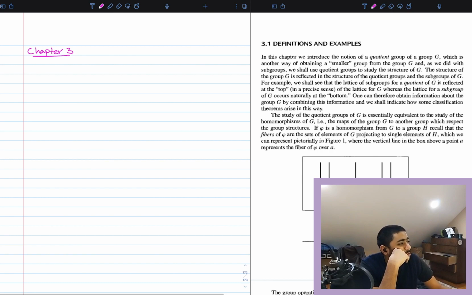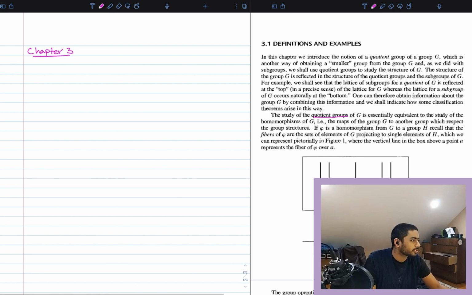I'm just gonna keep track of our definitions by writing them over here. Here it says, in this chapter we introduce the notion of a quotient of a group G. It's another way of obtaining a smaller group from the group G. We'll use quotient groups to study the structure of G. For example, we should see that the lattice of subgroups for a quotient of G is reflected at the top of the lattice for G, whereas the lattice for a subgroup of G occurs naturally at the bottom. I'm sure they'll go more into that.